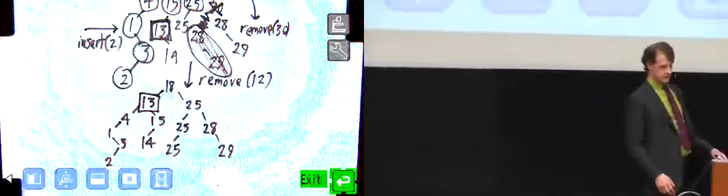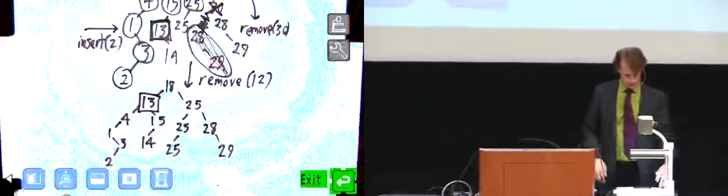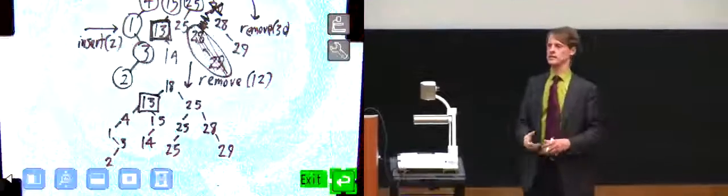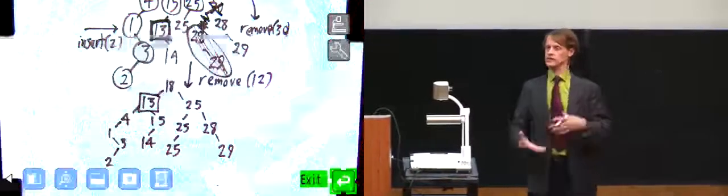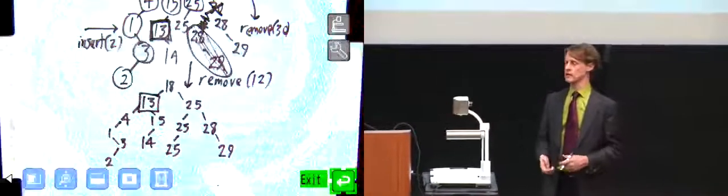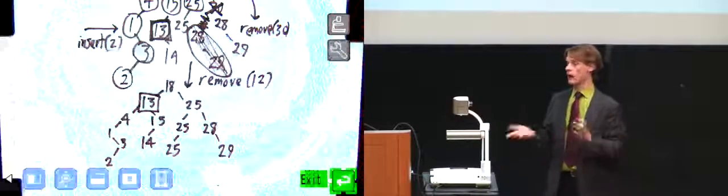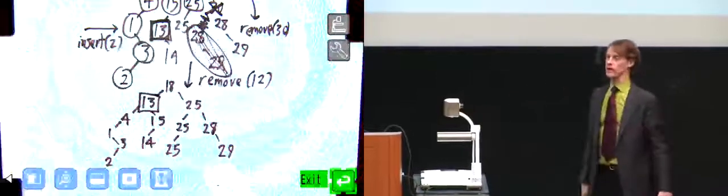Question? Move the largest key from the left? You mean, why do I take the smallest key of the right child instead of the largest key from the left subtree? You can do either one. They're symmetric. They're mirror images of each other. Either one works. We just have to pick one, so this is the one we pick.